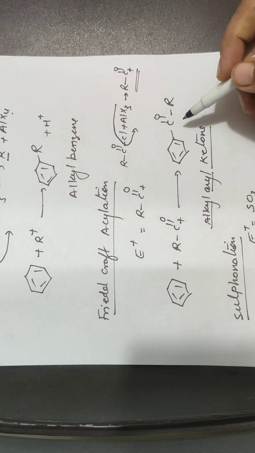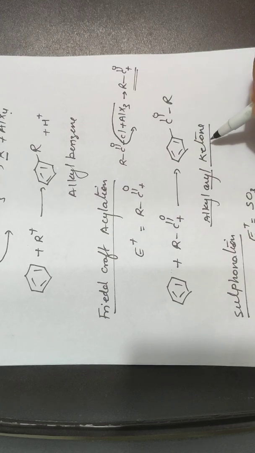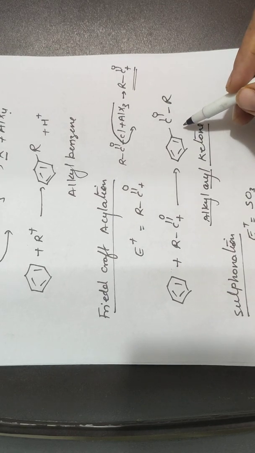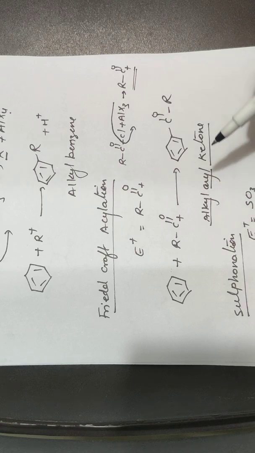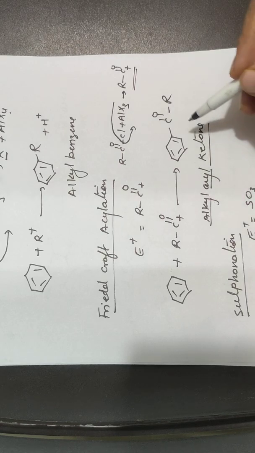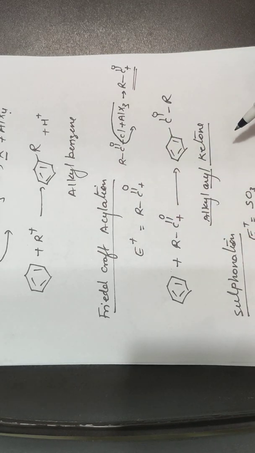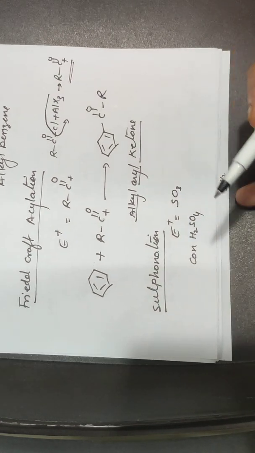If you see its structure, this compound contains a keto group. Actually this compound is a ketone. So alkyl aryl ketones are created by Friedel-Crafts acylation. This is the application part of Friedel-Crafts acylation.